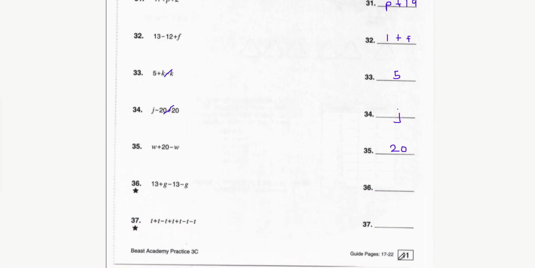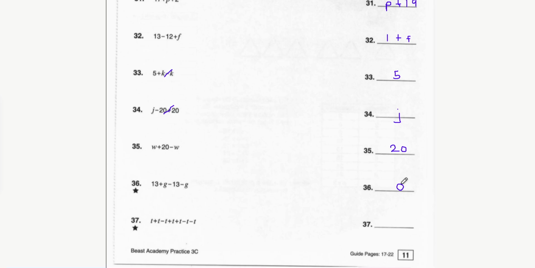Next, we have 13 plus g minus 13 minus g. So we start with 13 plus g. Subtracting 13 from this expression leaves us with g. Then subtracting g leaves us with 0.